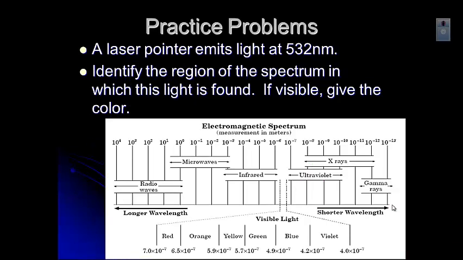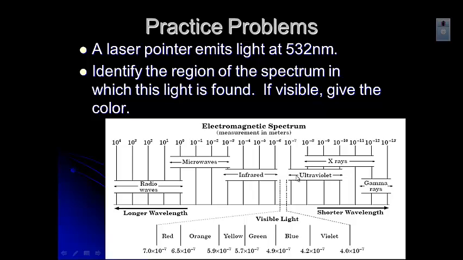So in this problem, it's giving us a laser pointer emitting light at 532 nanometers. And it's asking us to tell which region of the spectrum the light is found in. So it's asking whether it's radio waves or infrared or gamma rays. And then if it's visible, if it falls in that really narrow visible range, it's asking us to give the color. So if it falls anywhere in this little narrow range there, it's going to ask us what color it is. So if you determine something's visible light, be prepared to find the color.